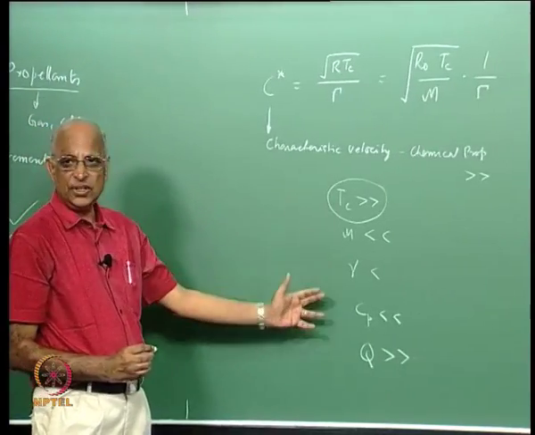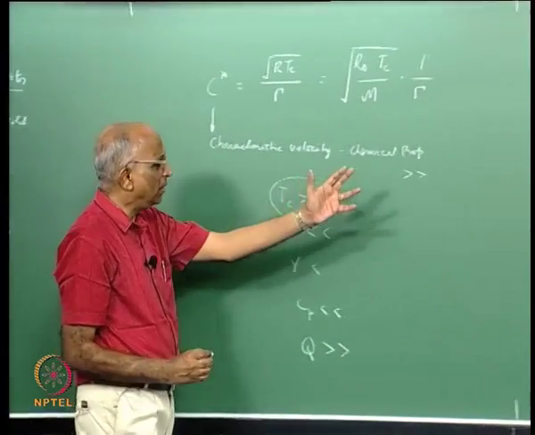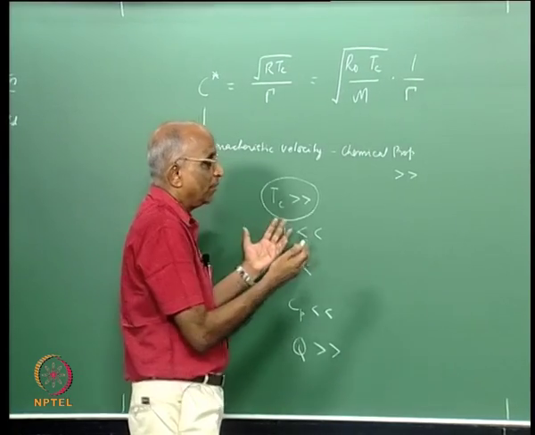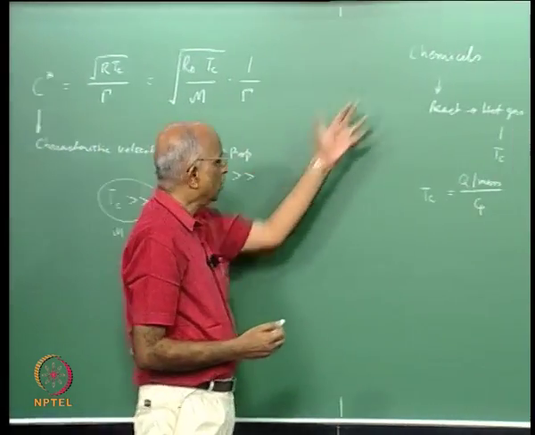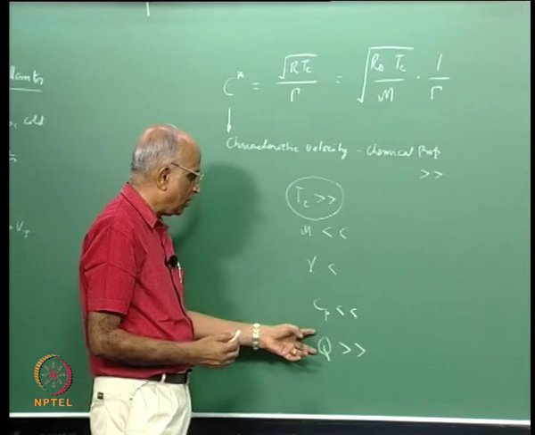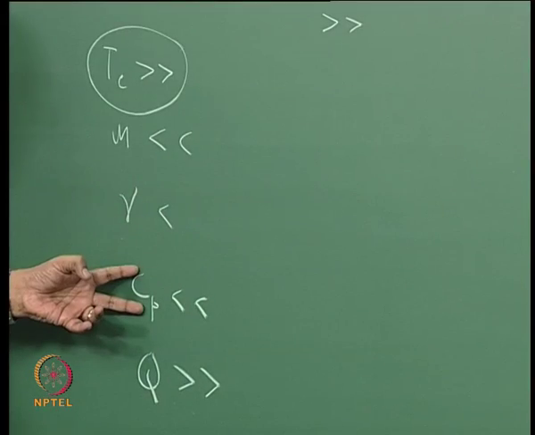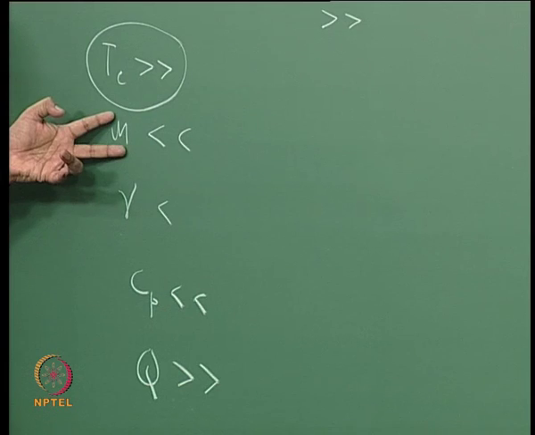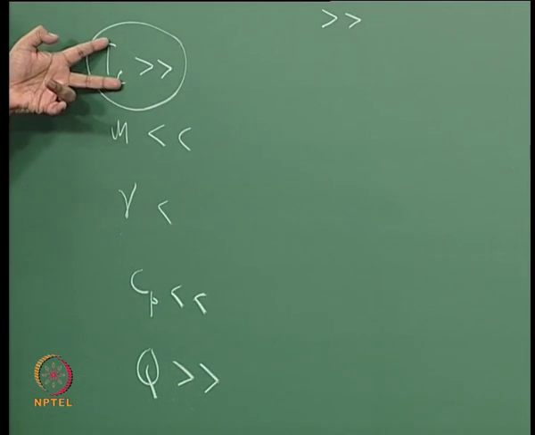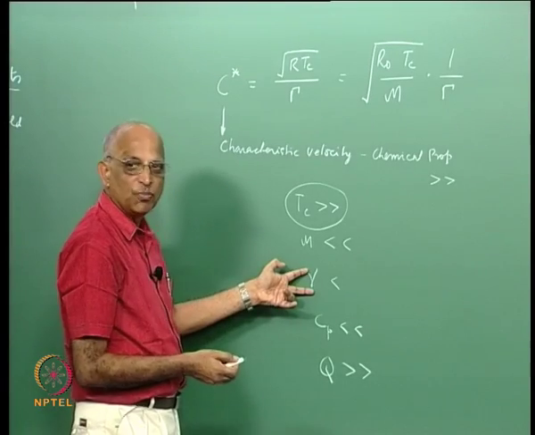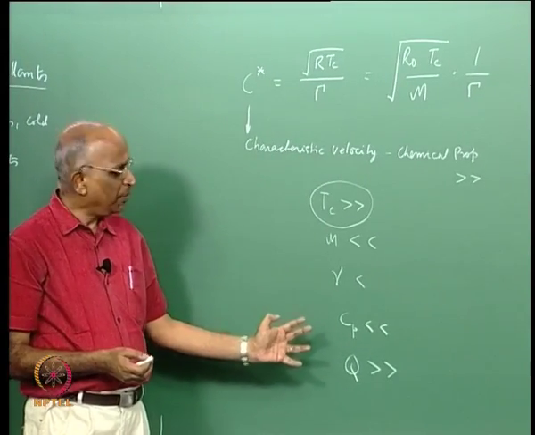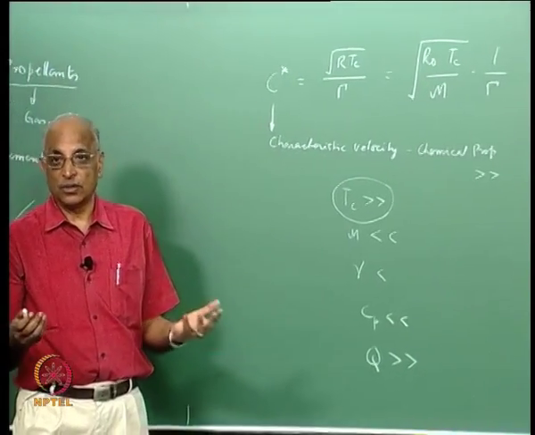Therefore, these are the basic requirements of a chemical, and therefore I am looking at what are the requirements of the chemicals which can do the job. Well, the chemicals should have a large value of heat release, a small value of specific heat, maybe a small molecular mass of the product gases which are generated, a high value of the temperature, and perhaps a small value of gamma.